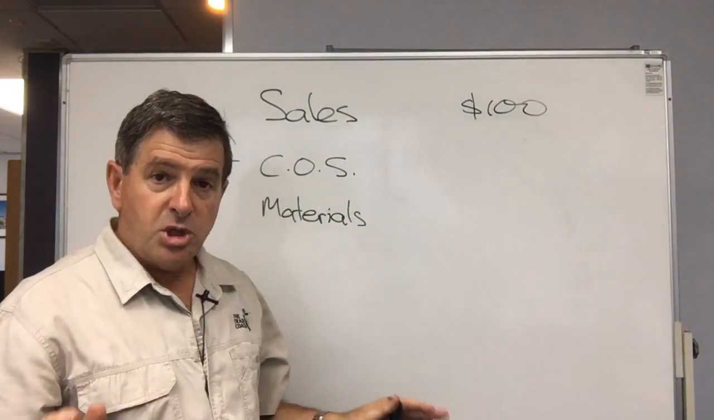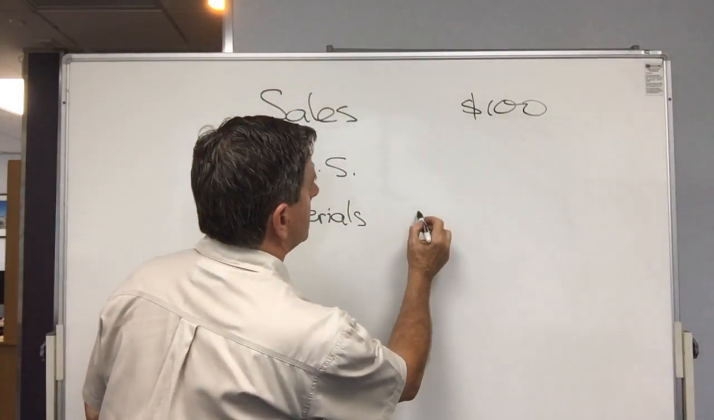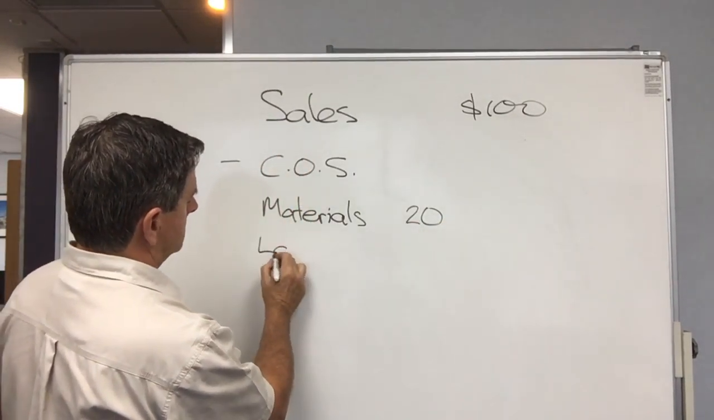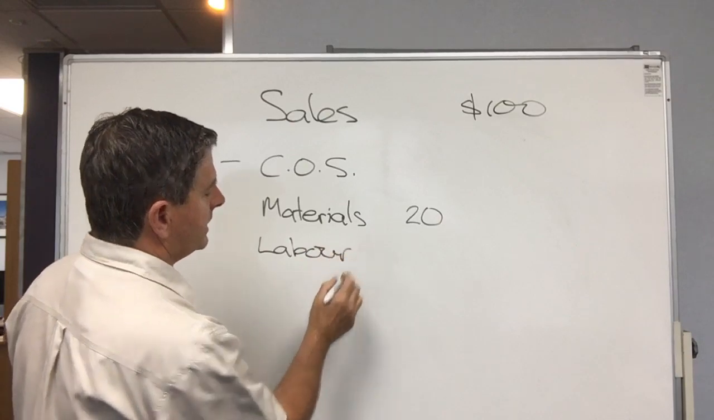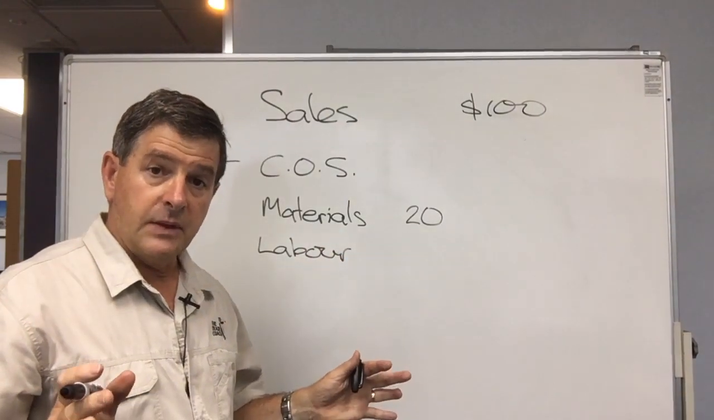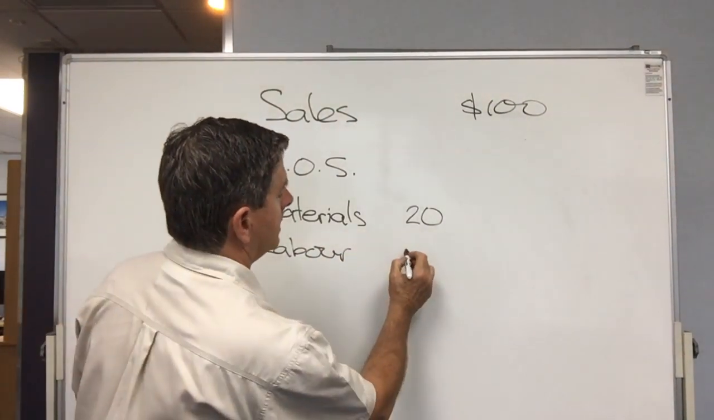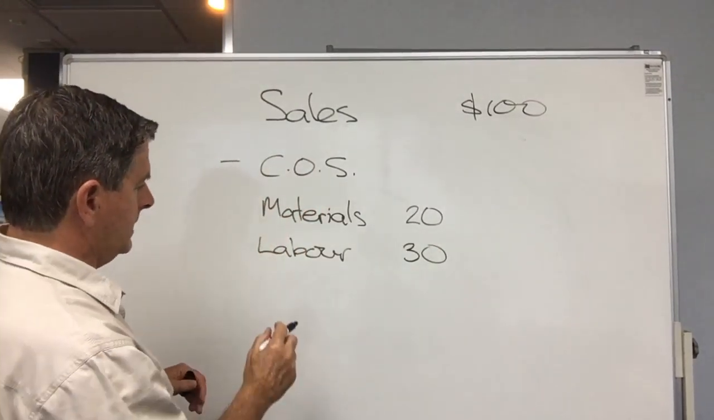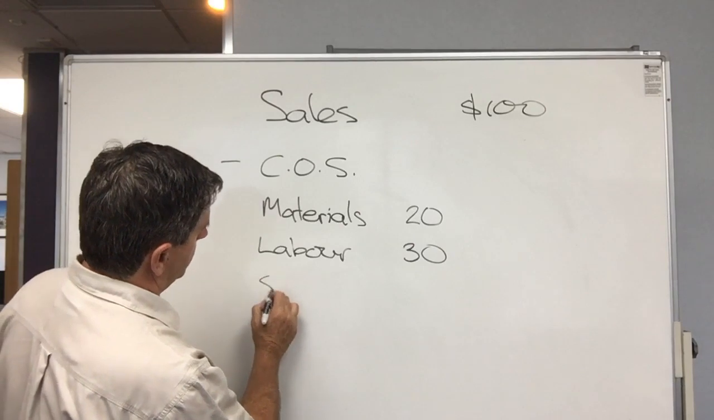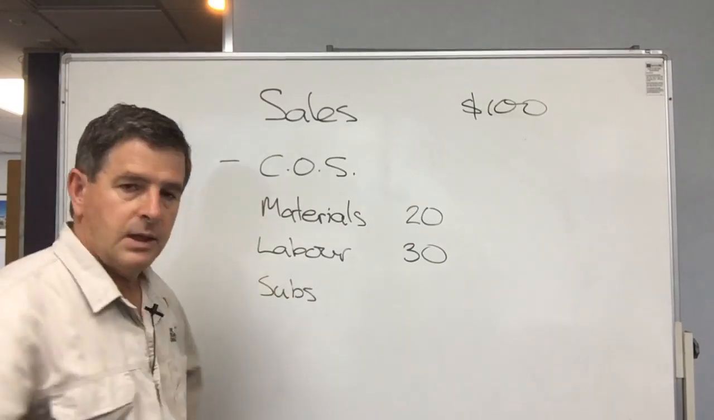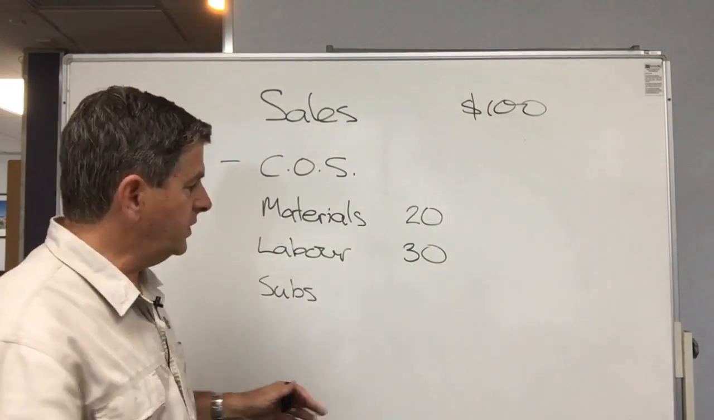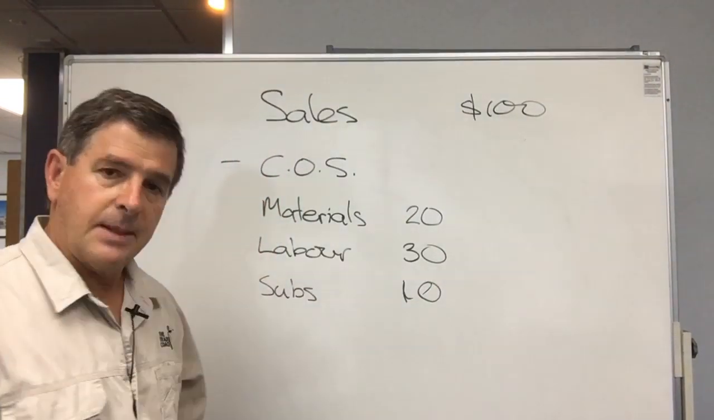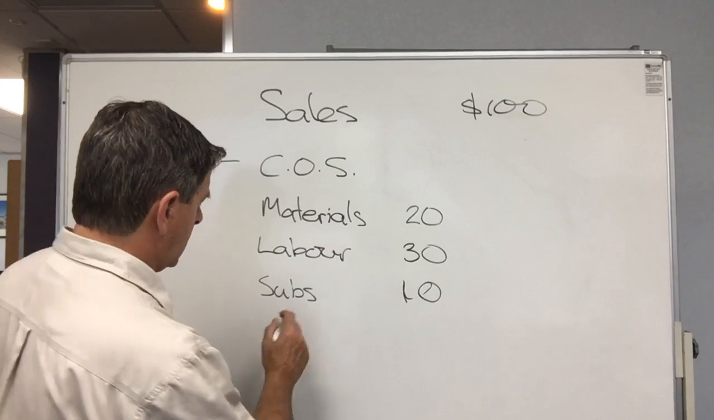That's going to be things like the purchase of the materials that have gone into the job, and with us that's $20 there, and then probably your biggest is going to be the labour, the direct labour, and you've possibly also got sub-trades that you've worked with. So we've got another $10 worth of sub-trades.